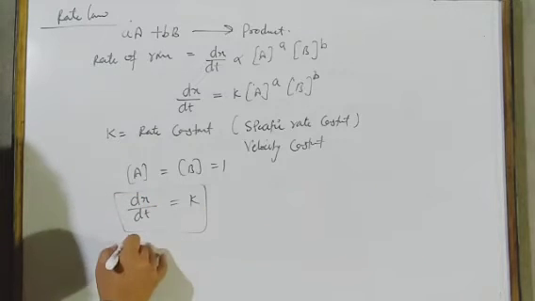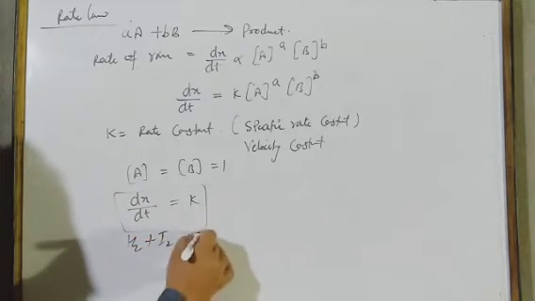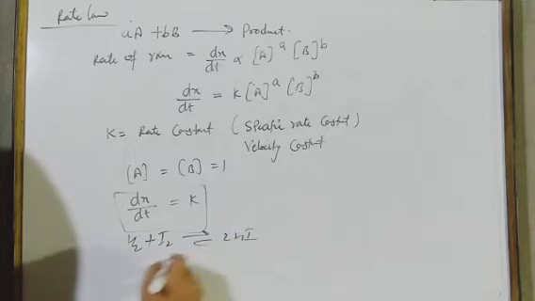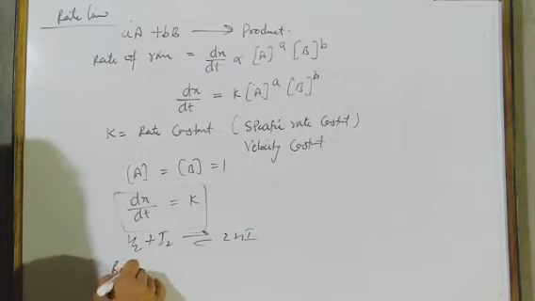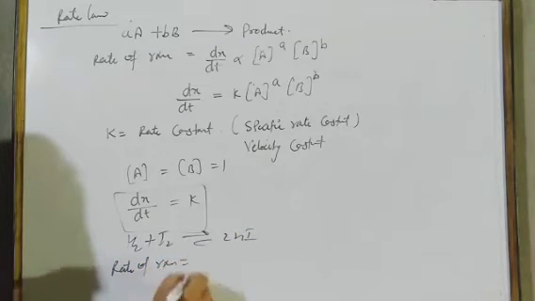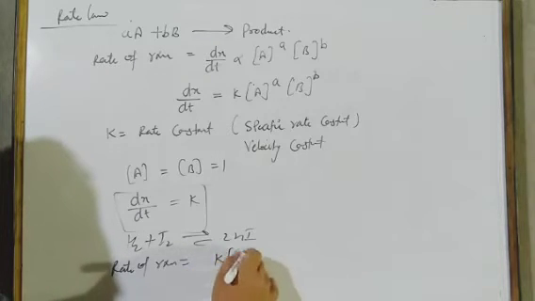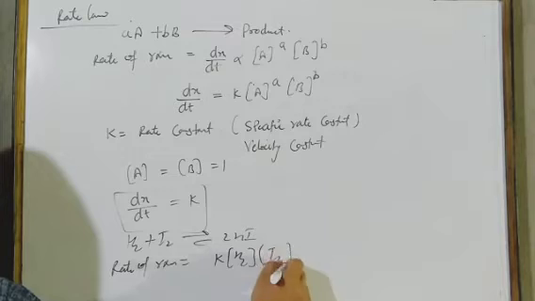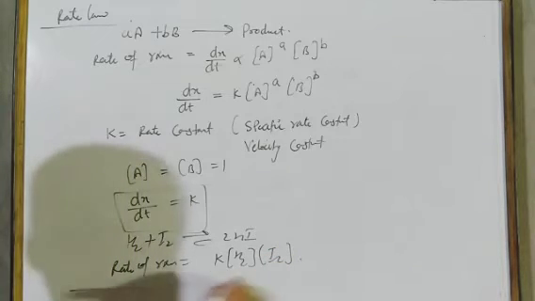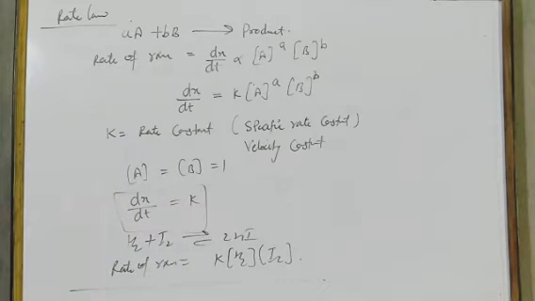For example, H2 plus I2 gives 2HI. The rate of reaction will be equal to K times the H2 concentration times the I2 concentration. Clear? Now we will discuss the unit of rate of reaction or specific rate constant.